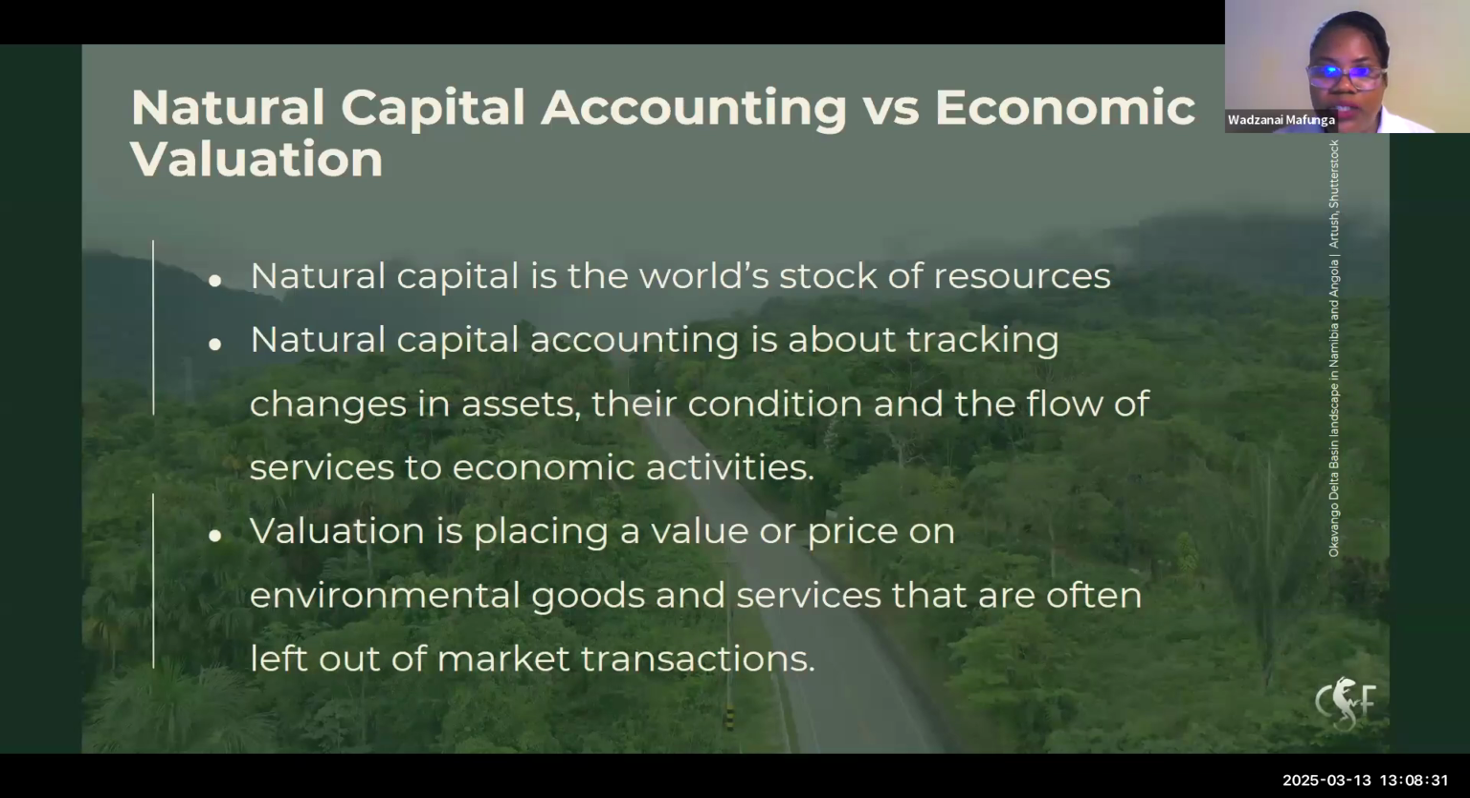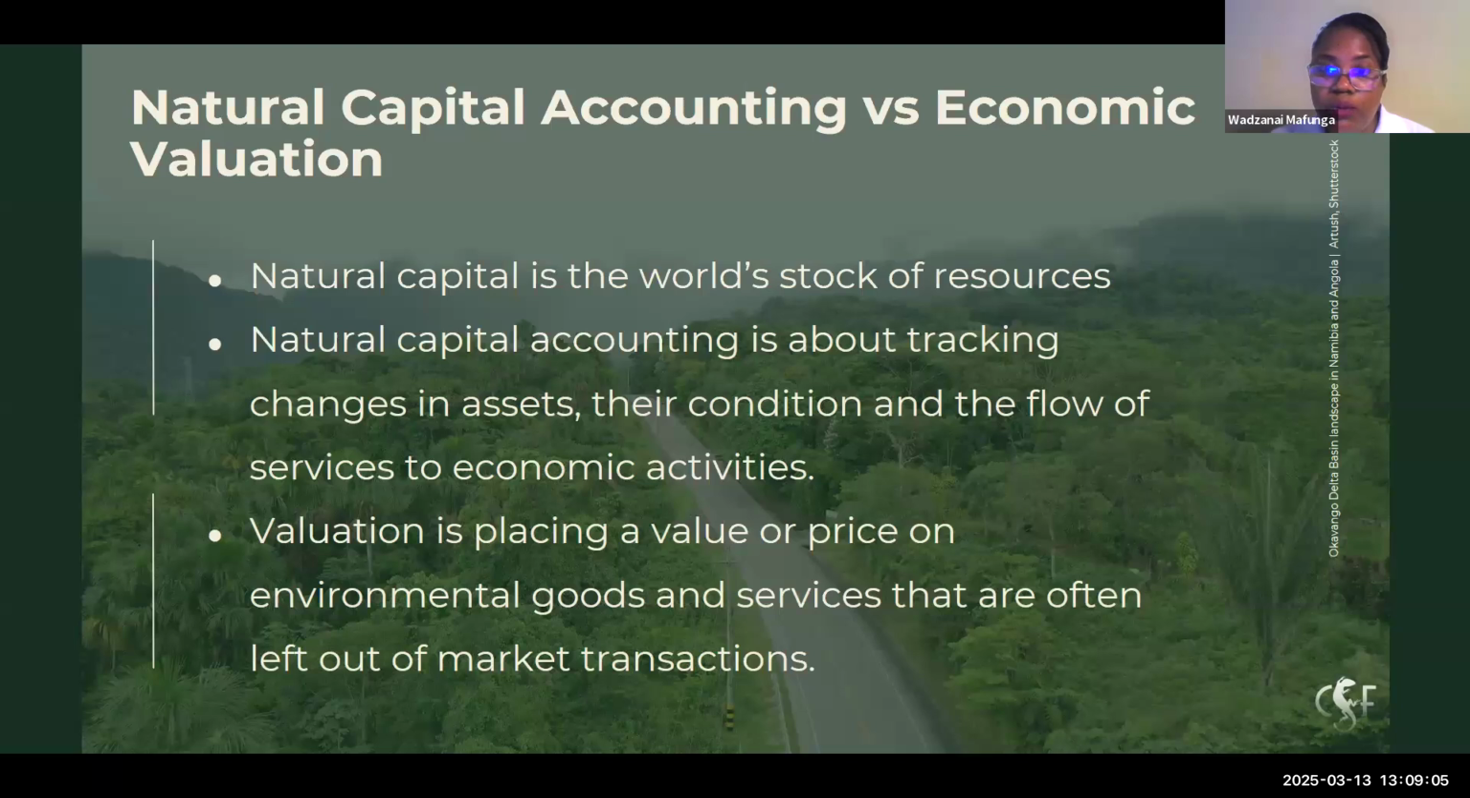So when we talk about natural capital, we know it's the world's stock of resources, and it is from these stocks that humans derive their benefits. And we need to understand that natural capital accounting does not involve placing a value on nature. Instead, it's about tracking changes in assets, their condition, and the flow of services to economic activities. Valuation is what actually places a value on environmental goods and services.